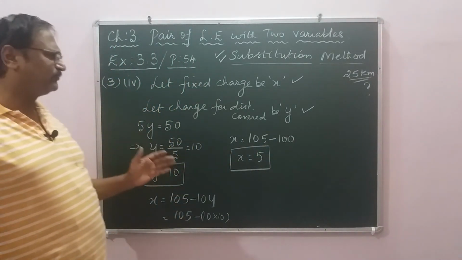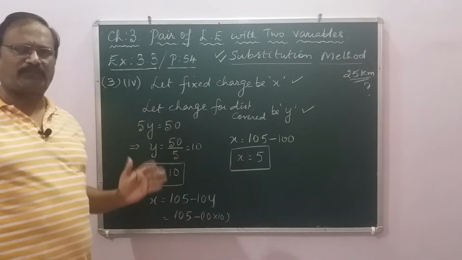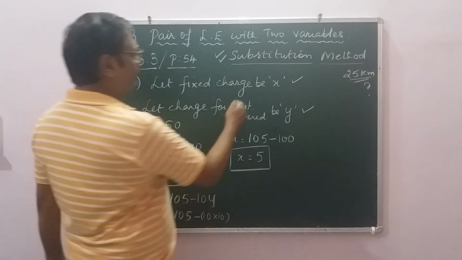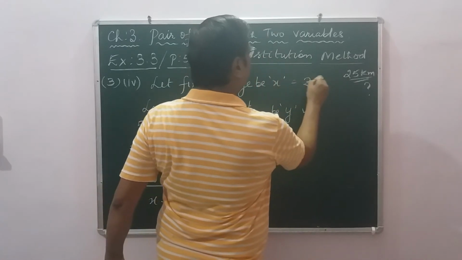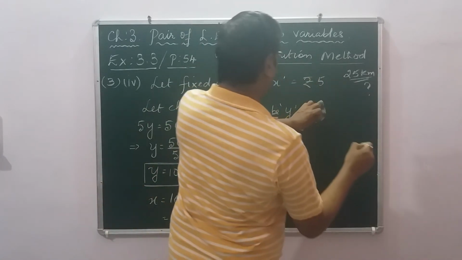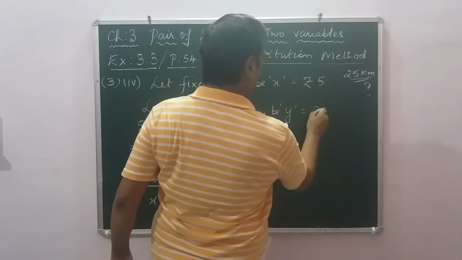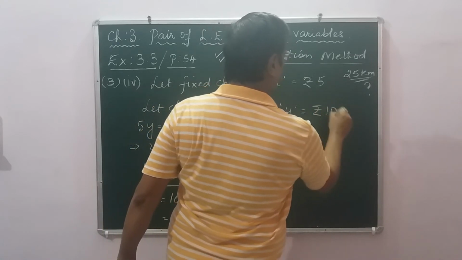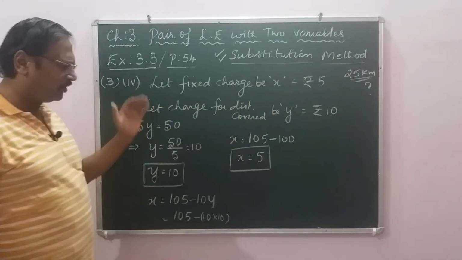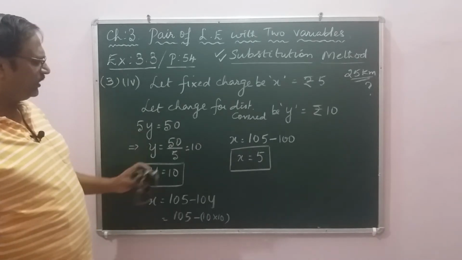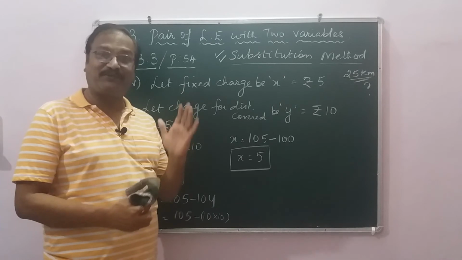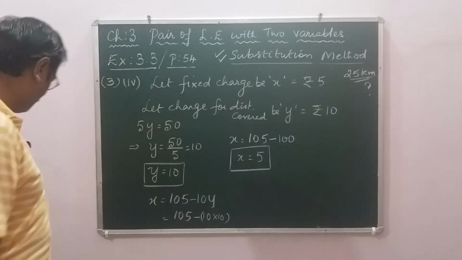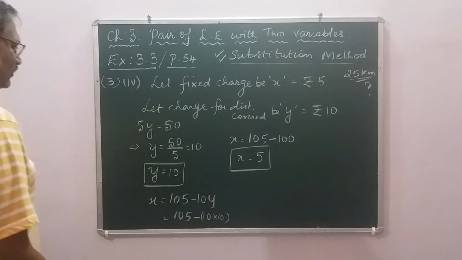You have to be very careful in understanding this problem, right? Now the fixed charge we calculated to be equal to rupees 5, and we calculated distance per kilometer is 10 rupees. These are very small numbers now. Okay, is this equation right or wrong? We need to check whether x and y values are right or wrong.